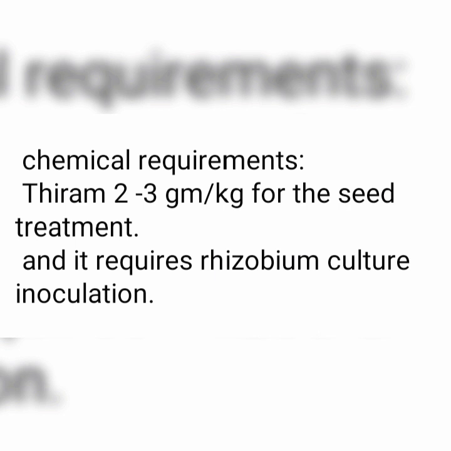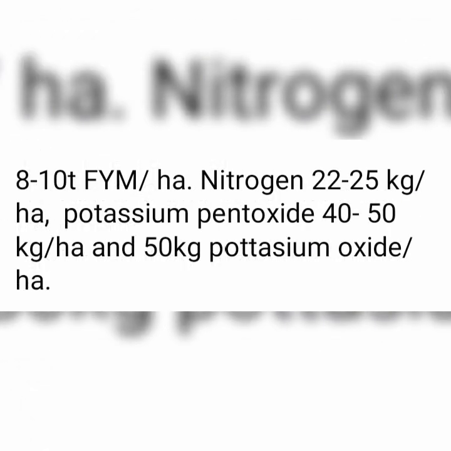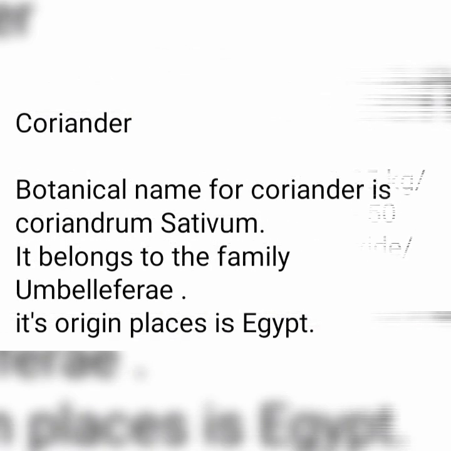Chemical requirements for pea, thiram 2 to 3 gram per kilogram for the seed treatment. As we know, this treatment is done for fungal prevention. And it requires rhizobium culture inoculation. 8 to 10 ton farmyard manure per hectare, nitrogen 22 to 25 kg per hectare, phosphorus pentoxide 40 to 50 kg per hectare and 50 kg potassium oxide per hectare is used.